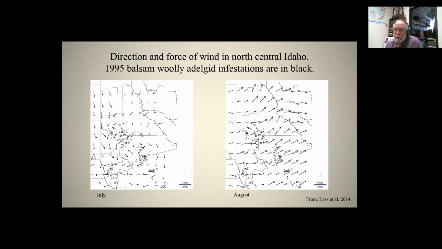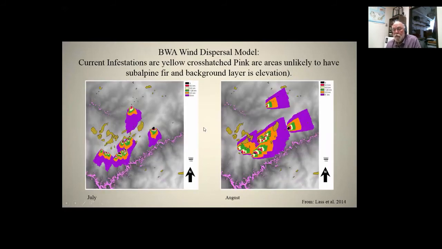And the reason that becomes important, this is again from modeling, if you look at the arrows, that's wind direction and velocity. And we did it on a monthly basis. And if you look at July, the only thing I'm trying to point out here is if you look at the intensity of the winds and the direction of the winds, it changes very, very dramatically from July to August. And when you couple that with a seed dispersal model we used to try and predict where the adelgid would move in different months, based on wind direction, it changes dramatically in July and August.